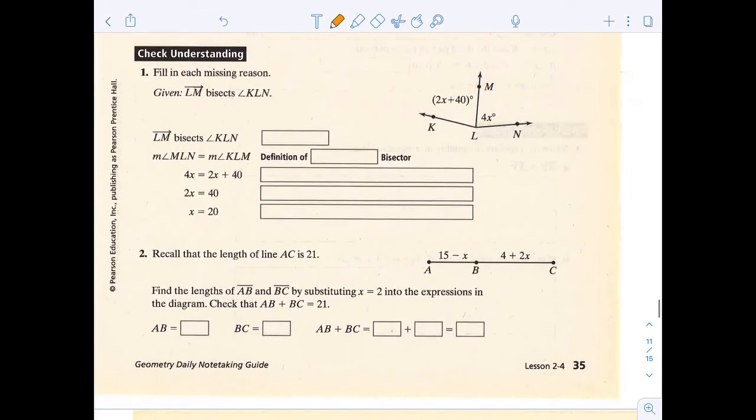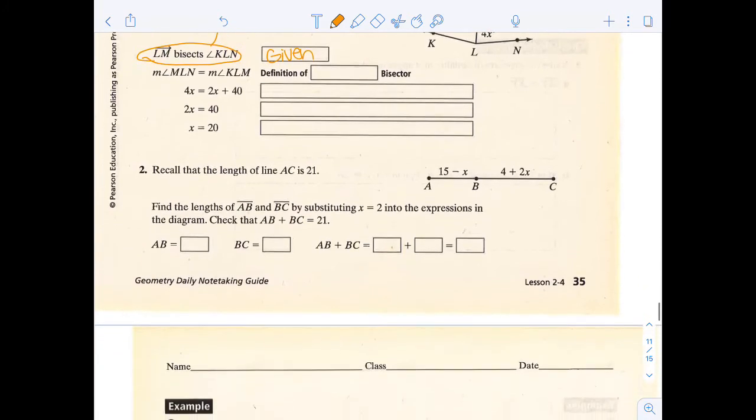It says find each missing reason. Line L or ray LM bisects angle KLN. Okay, so right here, this is exactly what was given here, so your reason is just given. All right, then it gives you a hint, definition of bisector. And from there, you keep looking at the equations and seeing what they did every time and write your reason.